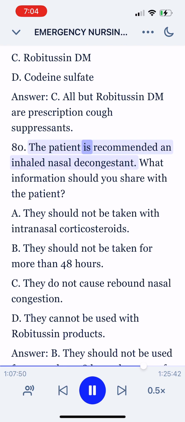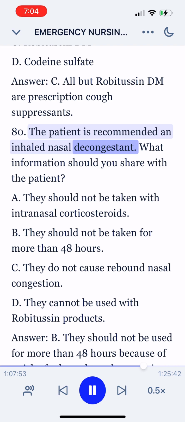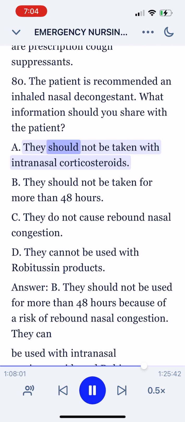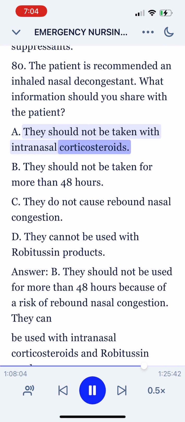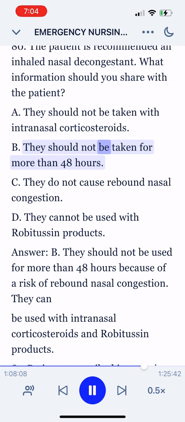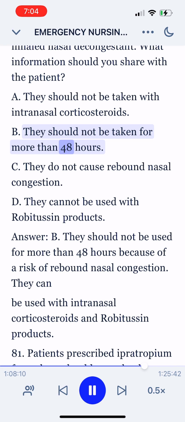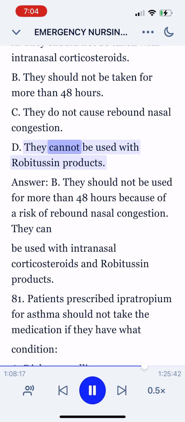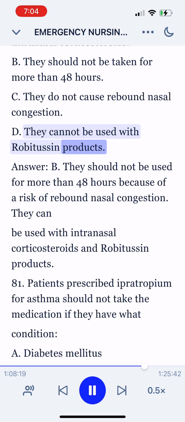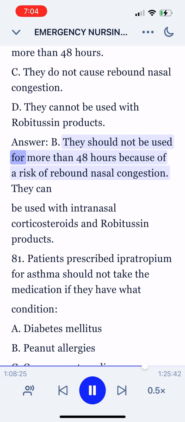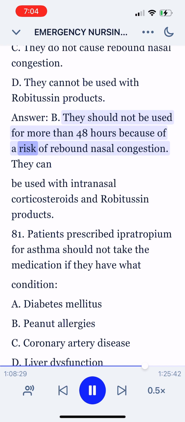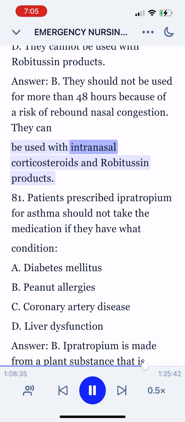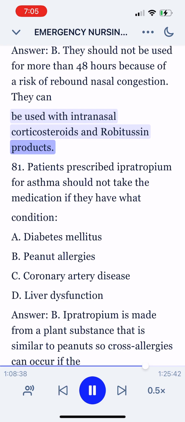80. The patient is recommended an inhaled nasal decongestant. What information should you share with the patient? A. They should not be taken with intranasal corticosteroids. B. They should not be taken for more than 48 hours. C. They do not cause rebound nasal congestion. D. They cannot be used with Robitussin products. Answer B. They should not be used for more than 48 hours because of a risk of rebound nasal congestion. They can be used with intranasal corticosteroids and Robitussin products.